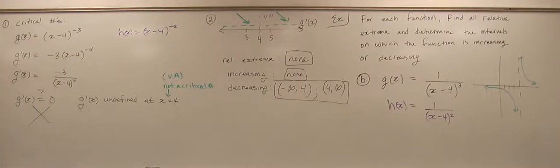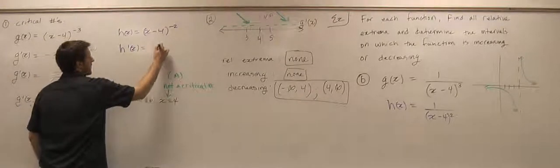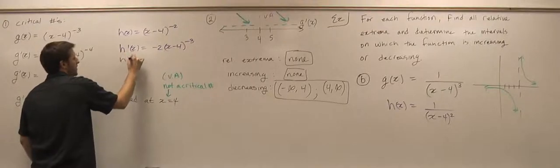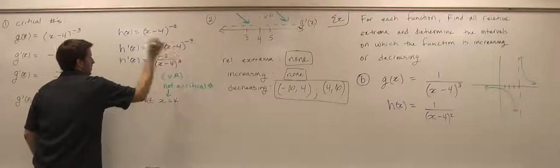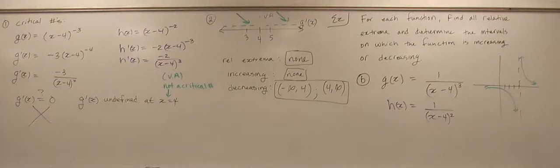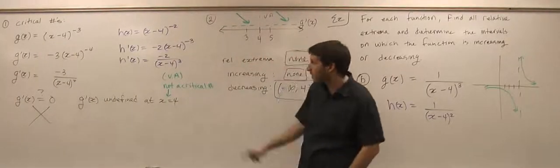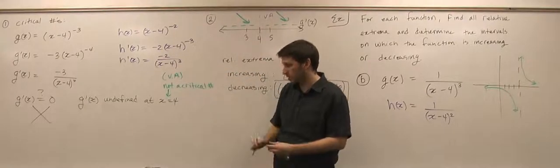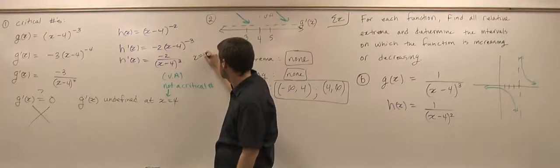h of x is x minus 4 to the negative 2, so h prime of x is negative 2 times x minus 4 to the negative 3. Or h prime of x is equal to negative 2 over x minus 4 cubed. So then when I search for my critical numbers, what do I get? x equals 4 again is a discontinuity. It's another vertical asymptote. So I still have an x equals 4 problem.